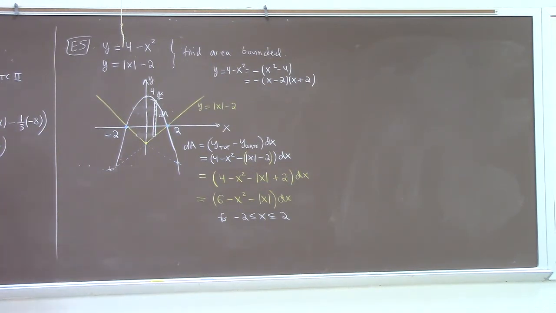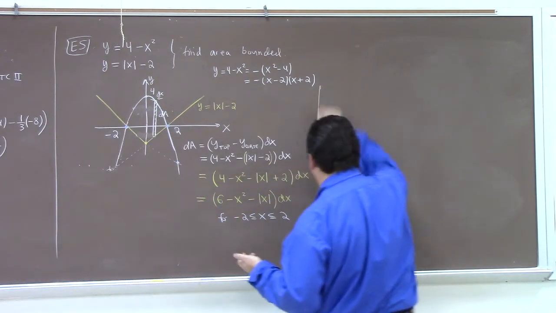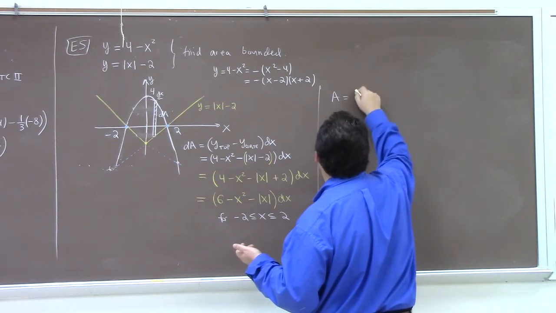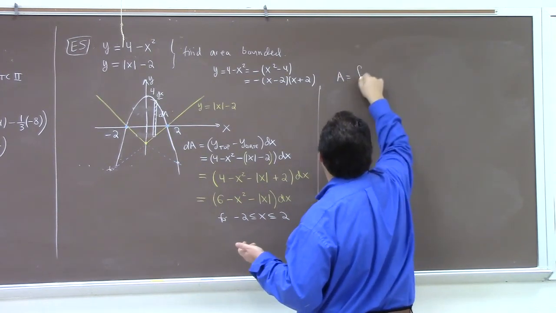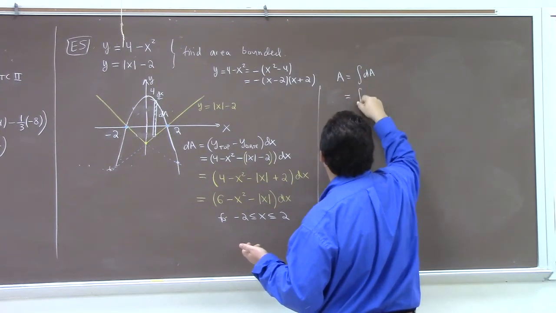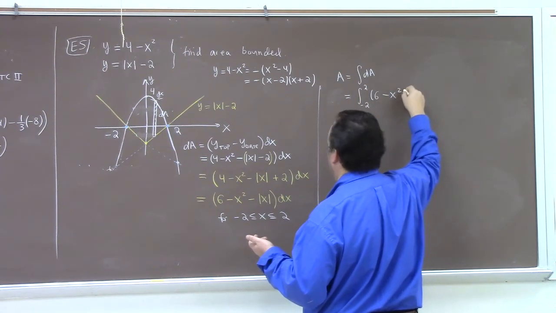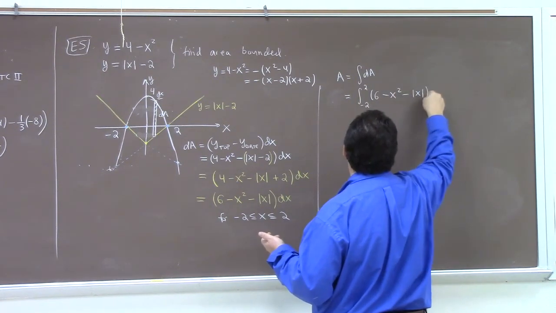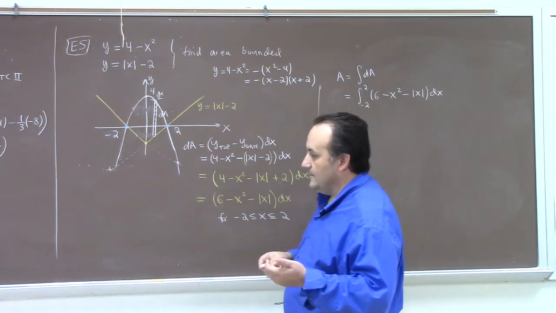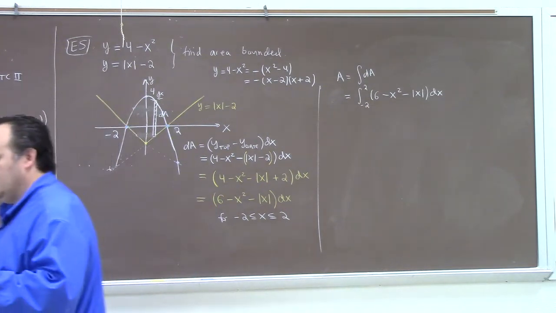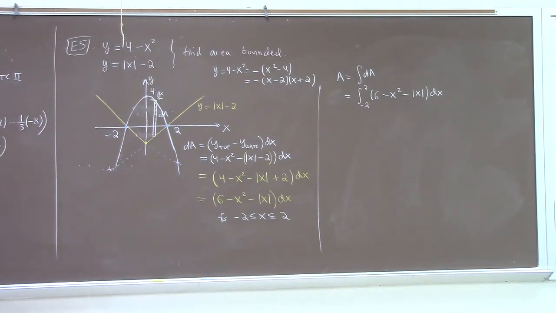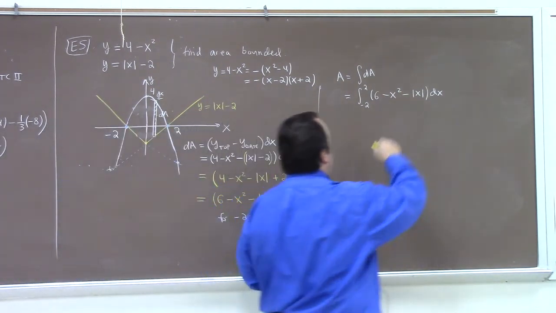So let's do it. Calculate the area. The integral of dA, which in this context is the integral from minus 2 to 2 of 6 minus x squared minus the absolute value of x dx. Tell me, what do you think? This integrand, is it even? Is it odd? Can you tell me anything about the thing we're integrating? Because we're integrating over an interval symmetric about the origin, which means we can use that even-odd trick I talked to you about the other day. Check it out. This is an even function.